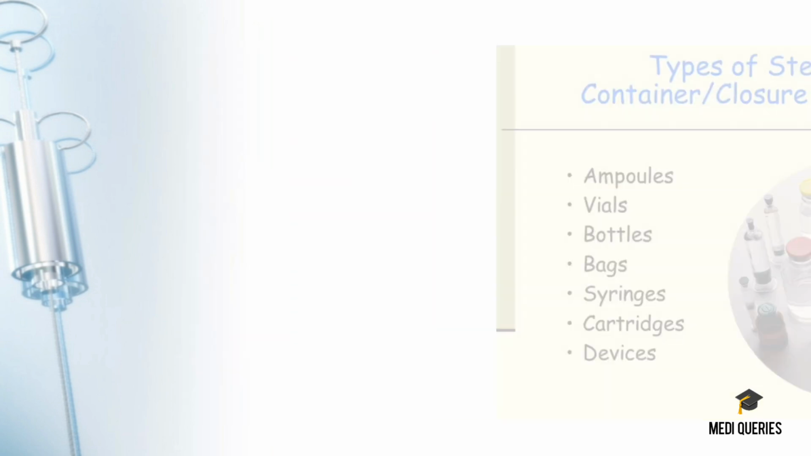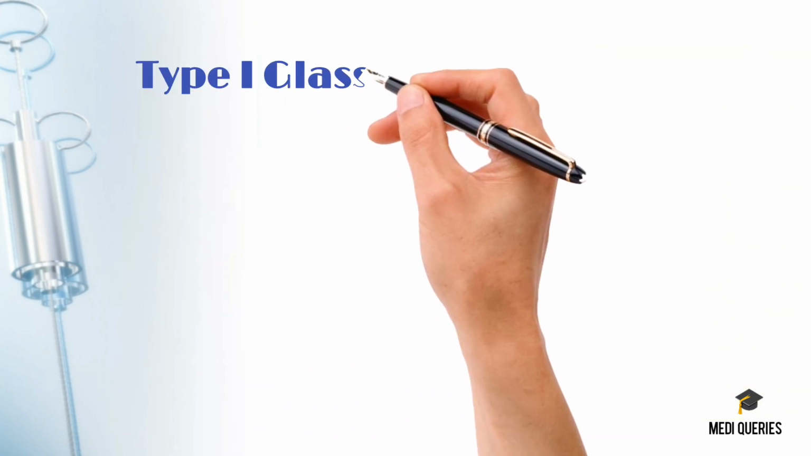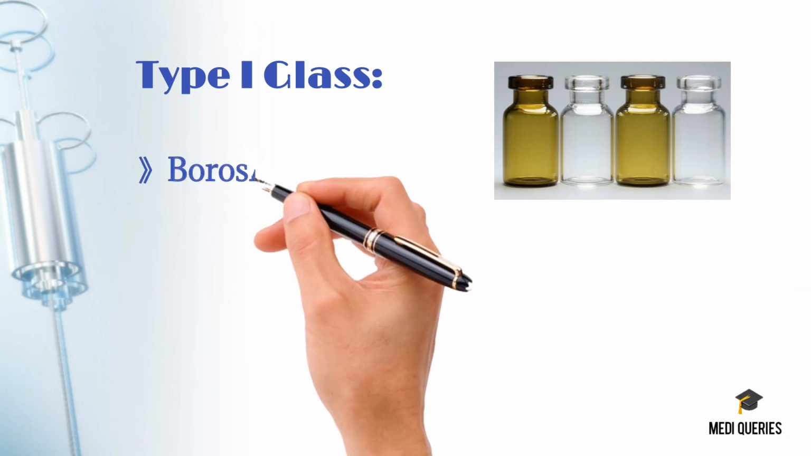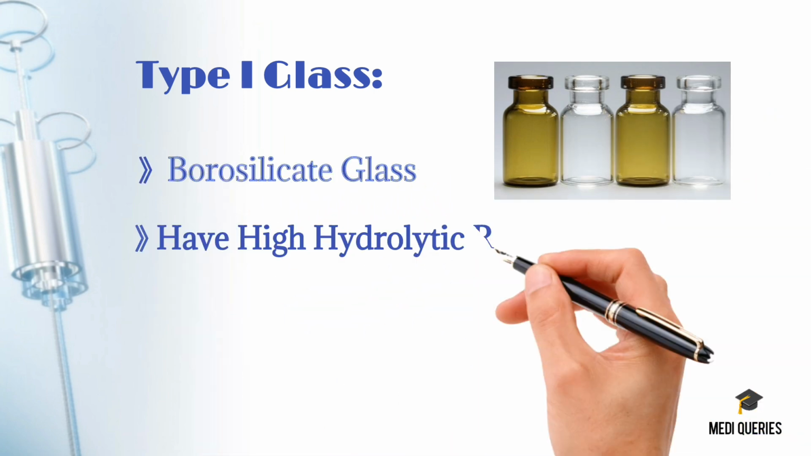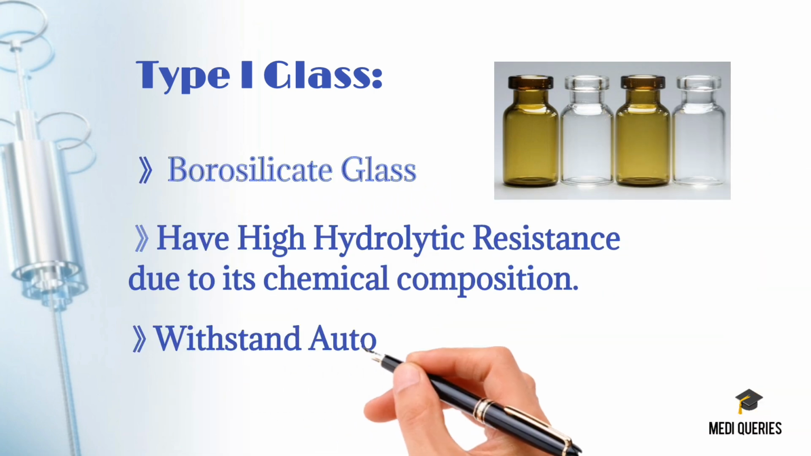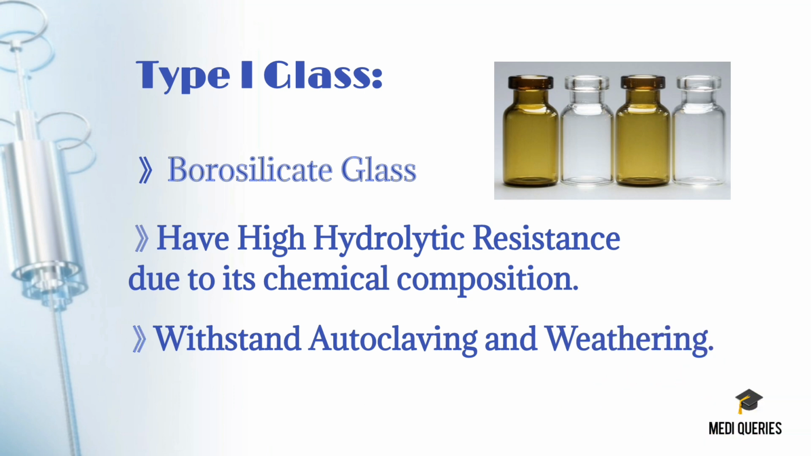And mainly there are three types of glasses used for the preparation of the containers meant for storage of the parenterals: type 1 glass, type 2 glass and type 3 glass. First we will start with type 1 glass. It is also called borosilicate glass or neutral glass. It offers a high hydrolytic resistance due to its chemical composition. It can withstand autoclaving and weathering.